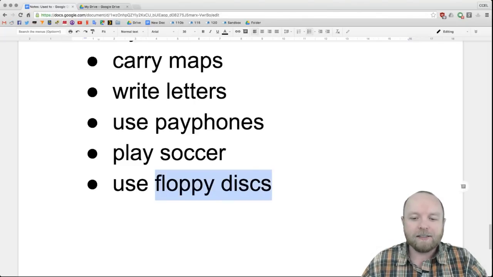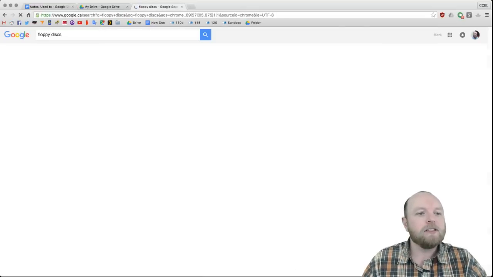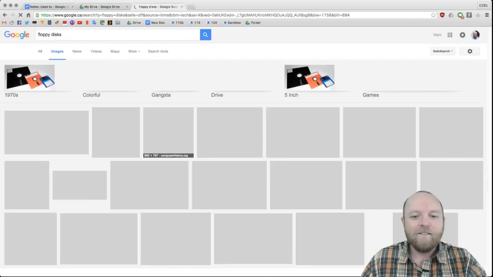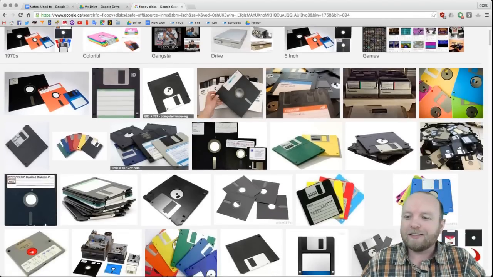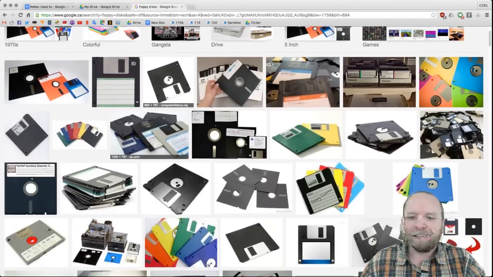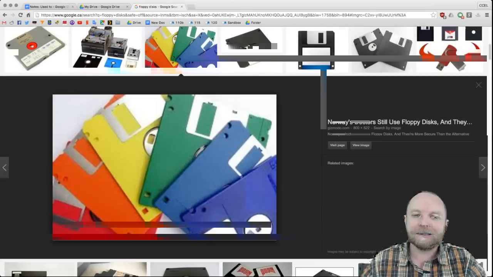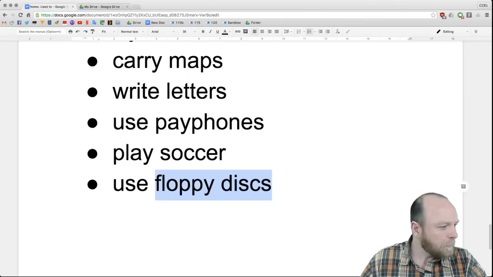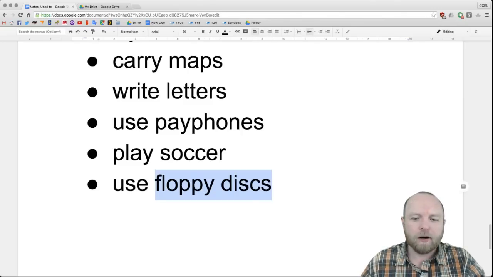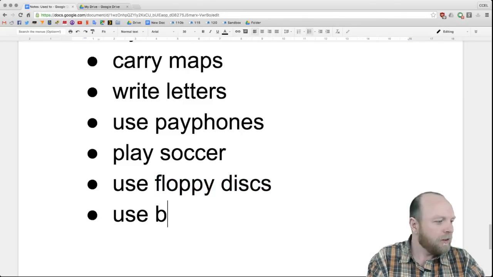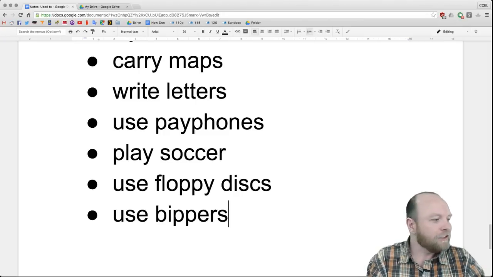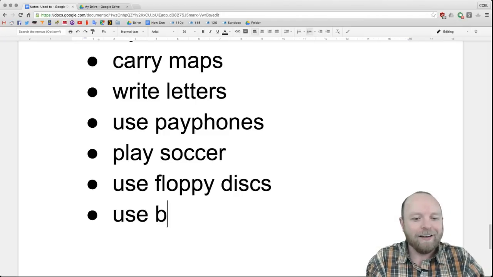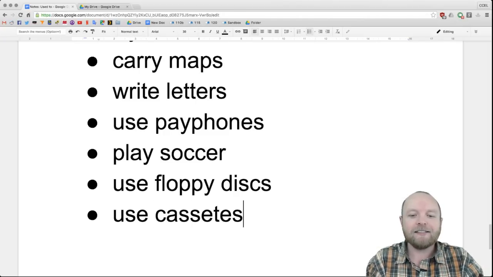Floppy disks, yes, good example. Many students don't understand floppy disks. These are floppy disks. Yes, these things were cool, weren't they? I liked these ones, the nice colors, right? But yeah, we don't use those anymore. You're right. Valerie, what's a bipper? I don't know what that is. Please explain. Cassettes.